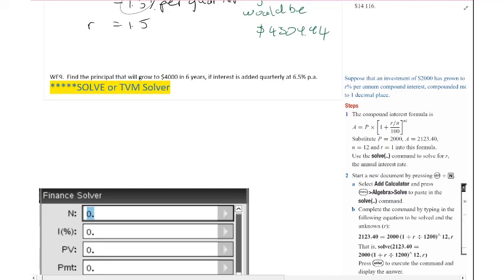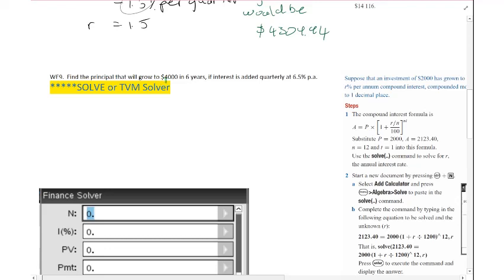Okay. Sorry, that last question went for a bit too long. We're just going to do one more worked example because I know this has been a very long video as it is. Find the principal that would grow to 4,000 in 6 years if the interest is added quarterly at 6.5% per annum.